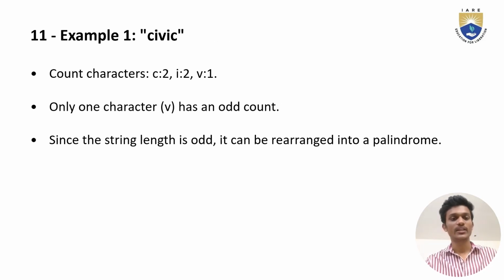Example 1. Civic. Count characters. C2, I2, V2. Only one character V has an odd count. Since the string length is odd, it can be rearranged into a palindrome.